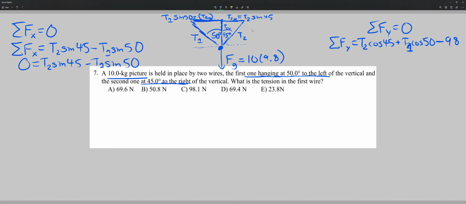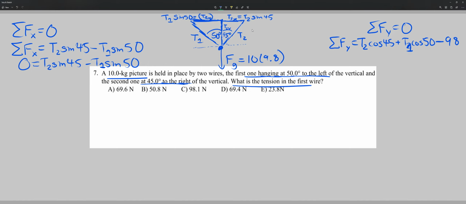So now what do we do? Now we're at a crossroads. The question wants to know, what is the tension in the first wire? What is T1 equal to? Well, we have to first of all get rid of T2. We have two unknown variables, but can we get T2 in terms of T1? Is there some way we can do that? Well, we can. I can solve for T2 in terms of T1.